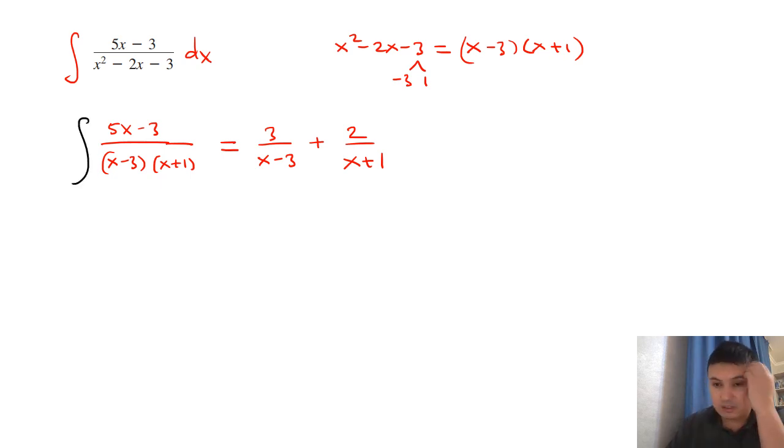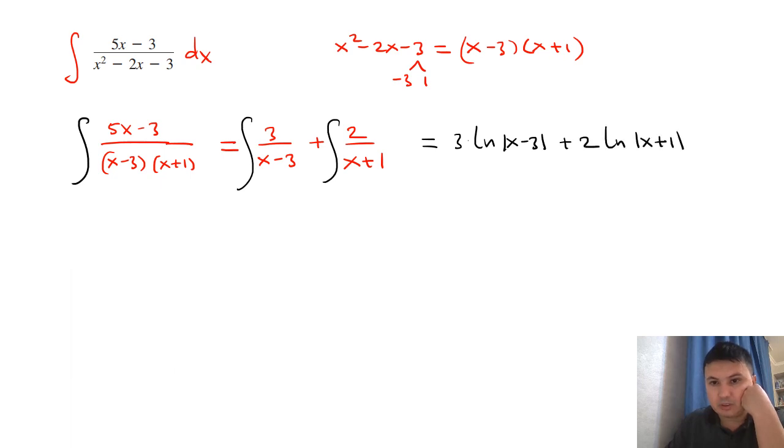Well, then integrating the left hand side is the same as integrating the right hand side, each term separately. Then we know that the integral of 1 over (x - 3) is nothing but ln|x - 3|, and the integral of 1 over (x + 1) is ln|x + 1|. And then we have a constant, right? So somehow things work out and we have the answer.